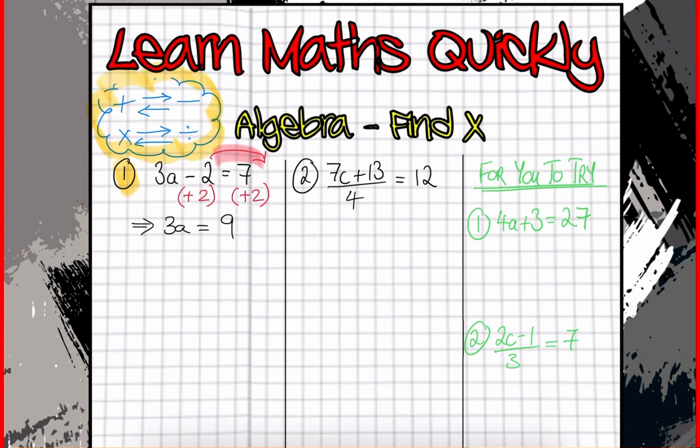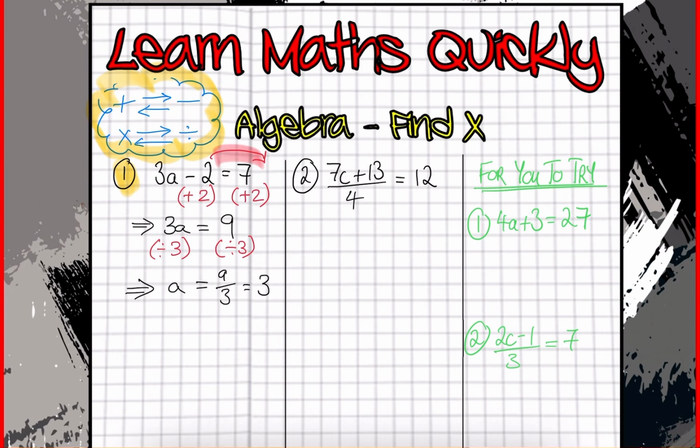Now, between the 3 and the a, there's a miniature multiplication sign, which we don't really write. But because there is this mini multiplication sign, the inverse of that is division. So in order to get our a by itself, which is our ultimate aim, we need to do the inverse of multiplication, which is divide. So we're going to divide by 3. And it's important that you write this on both sides just to make it really clear what's going on. So that leaves us with a equals 9 divided by 3, which is 3. So our answer to this one is a equals 3.